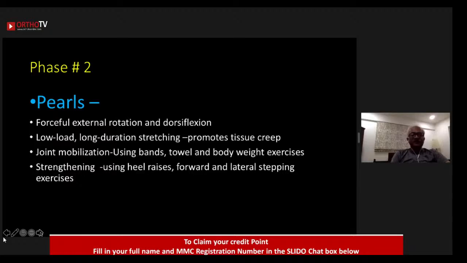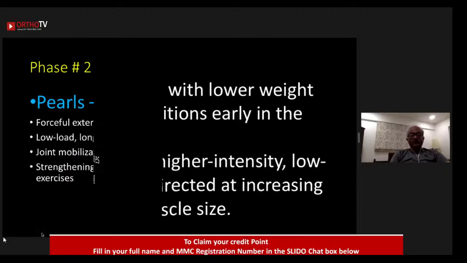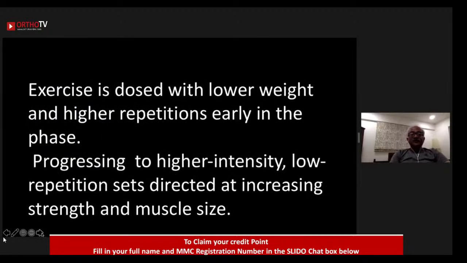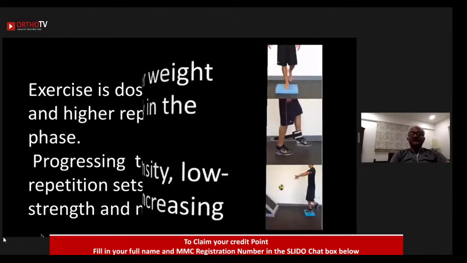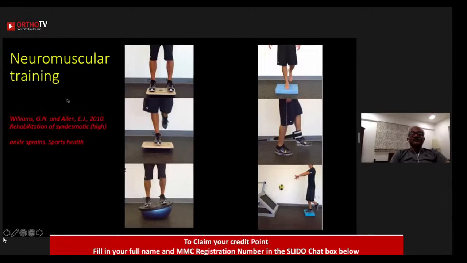Once you achieve this stage, then you go to phase 3, but there are certain pearls which we have to remember in phase 2. During exercises, you should avoid forceful external rotation and dorsiflexion. The exercises should be low load, longer duration stretching, which promotes tissue creep. Joint mobilization using bands, towels, body weight exercises, strengthening using heel raises, forward and lateral stepping exercises are done in phase 2. The exercise is dosed with lower weights and higher repetitions early in the phase. Progressing to higher intensity, low repetition sets are directed at increasing the strength and the muscular size in the rehab process. So these are certain neuromuscular training exercises.